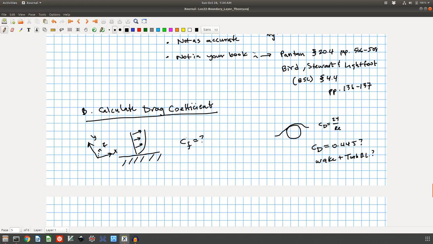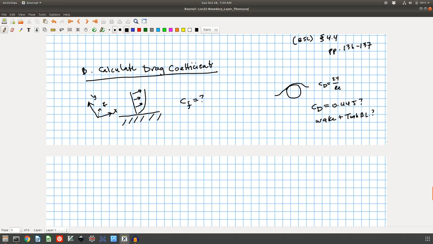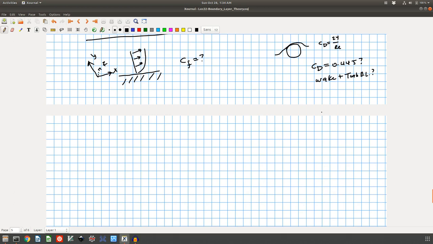So, boundary layer theory in principle could get to this point, but it takes a lot of work, so we're not going to go there. All right, so what do we do? How do we solve for drag coefficients? We have our four steps.